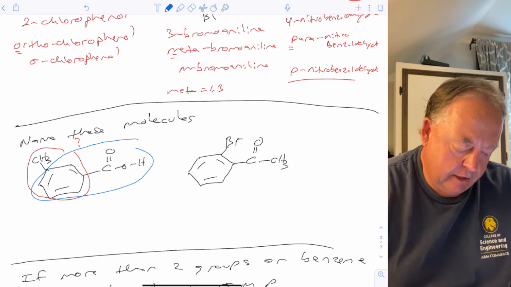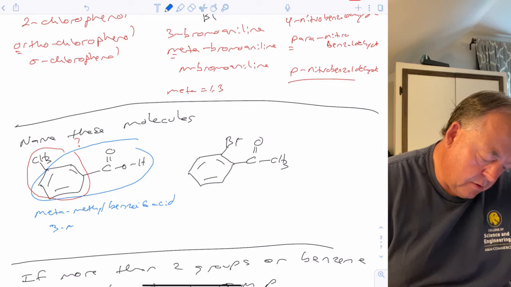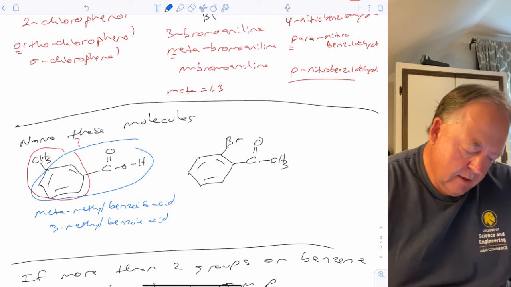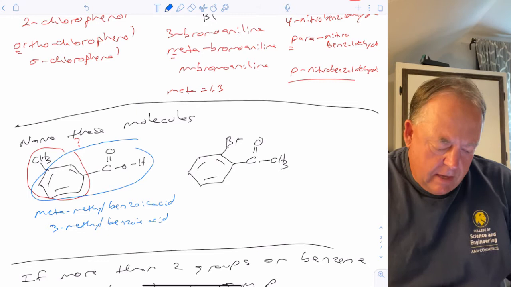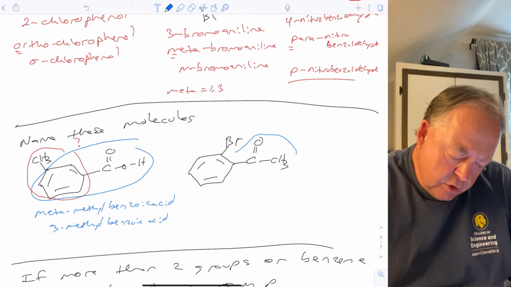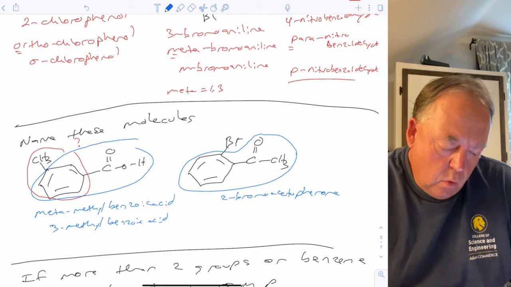So then you could call this meta-methyl, or 3-methyl. Right, so either meta-methylbenzoic acid or 3-methylbenzoic acid. Okay, so in this case then that's acetophenone, so this would be 2-bromoacetophenone, or ortho-bromoacetophenone, or o-bromoacetophenone.